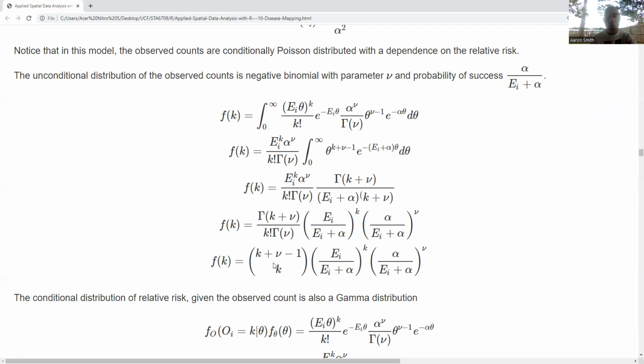And now I look at this and I go, huh, that looks familiar. This is nu successes with this probability of success, where k is the random variable for the negative binomial distribution. Boom, we're saying that the counts are unconditionally negative binomially distributed.